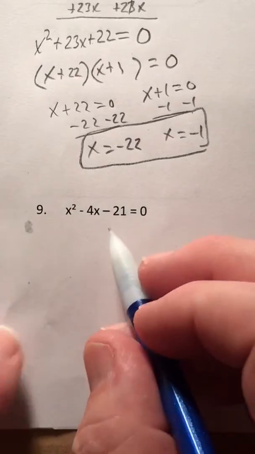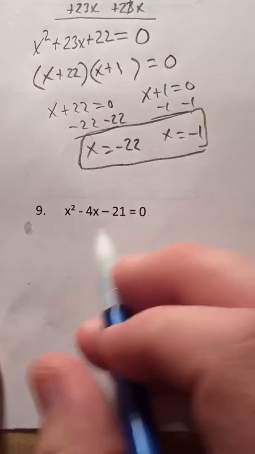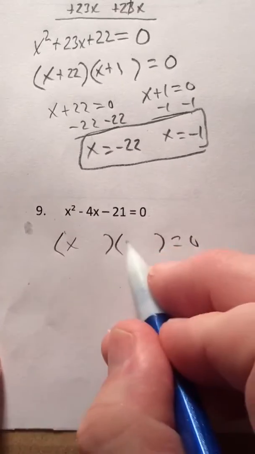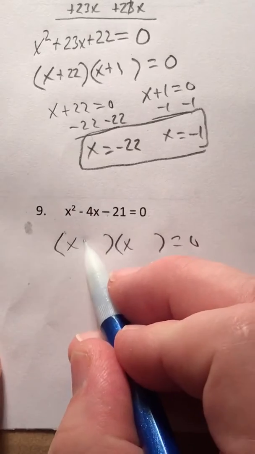All right, number 9. So again, no leading coefficient. It's already equal to 0. So just two sets of parentheses, equal to 0. X is in the front. Last sign's a minus sign, so signs are different.